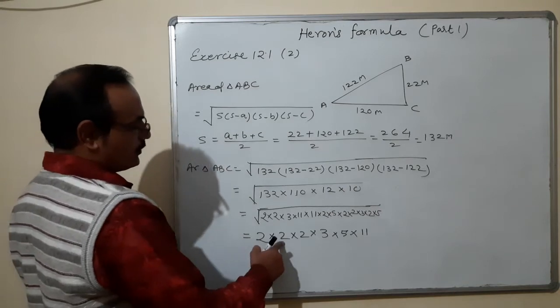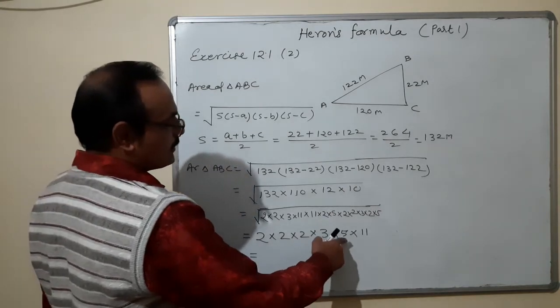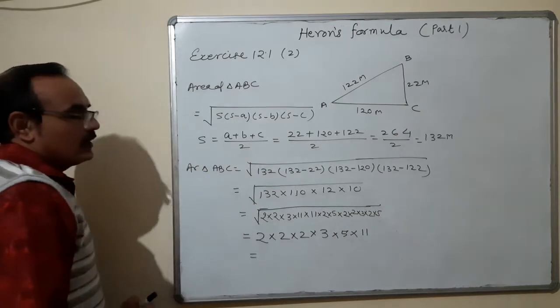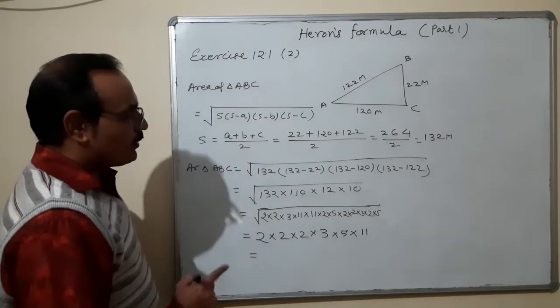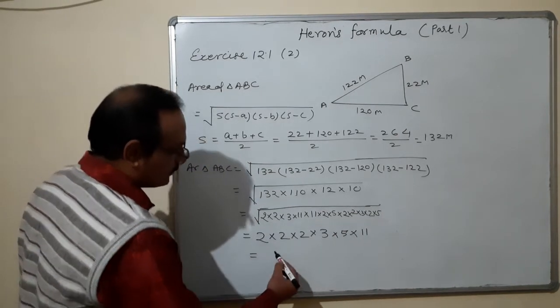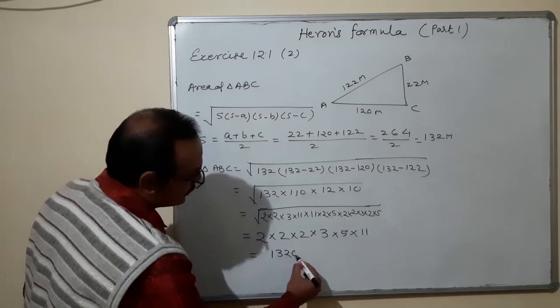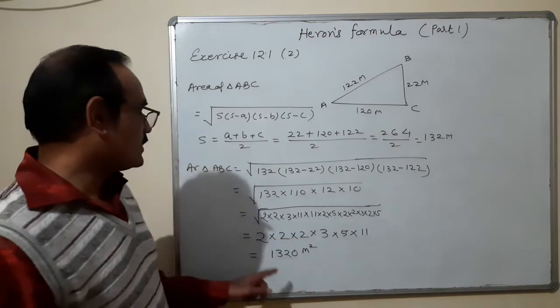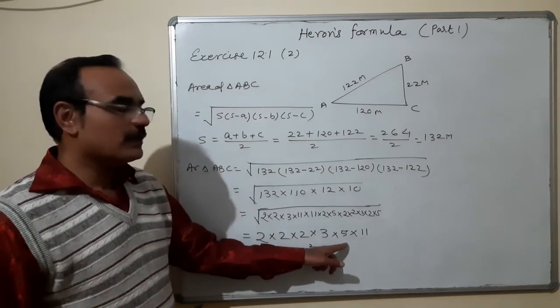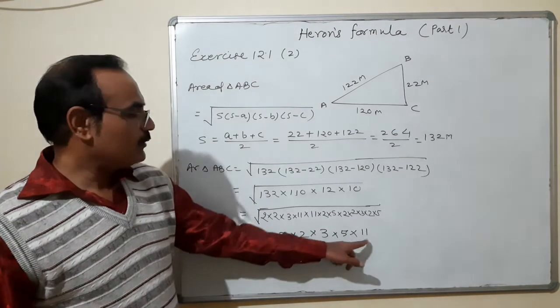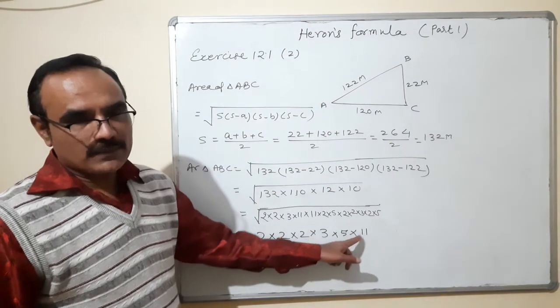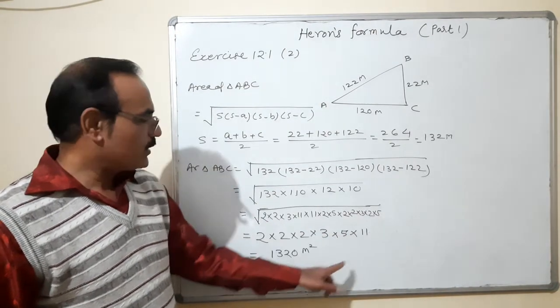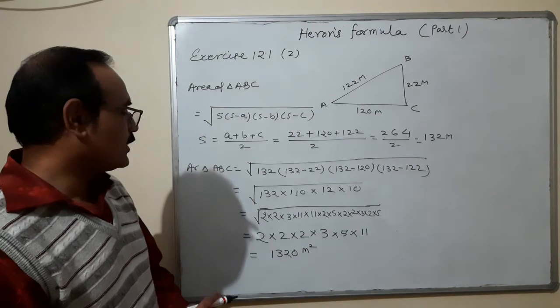Multiply: 2 to the 4, 2 to 8, 3 twos are 24, 24 fives are 120, 120 multiplied by 11, that means 12 multiplied by 11 is 132, with the 0, 1320 meter square area.